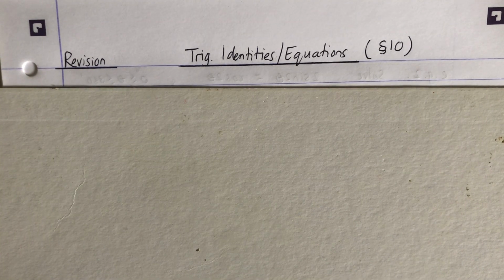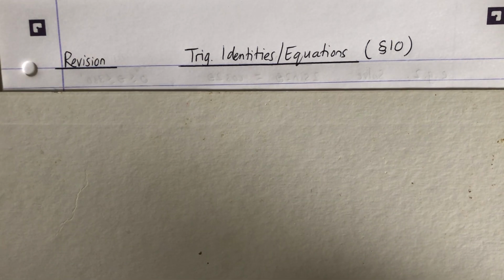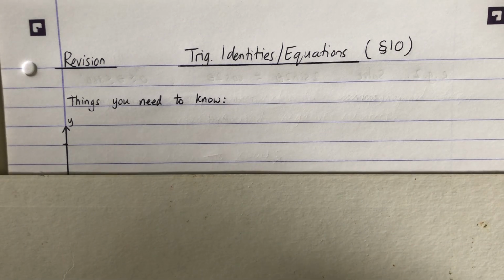Just going to quickly go through one of the chapters from the pure textbook that people have requested to revise. It's the chapter called trig identities, chapter 10 in the pure textbook. And I'm going to start off with just some basic things you need to know from within this chapter.